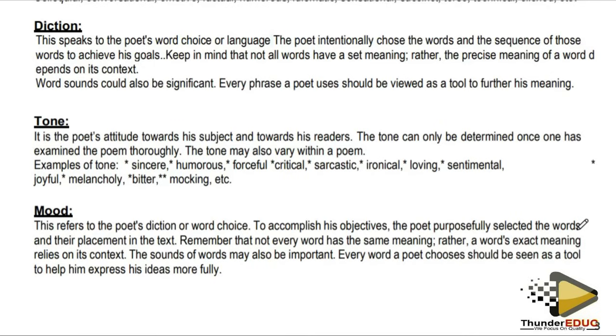Mood, this refers to the poet's diction or word choice. To accomplish his objectives, he purposefully selects words and their placement in the text. Not every word has the same meaning. Remember, there's a word where there's a denotation, there's a word where there's a connotation. So as a result, the sound of words may also be important. Every word a poet chooses should be seen as a tool to help him express his ideas more fully. The mood is always brought out by the environment, the setting, and the atmosphere. So if we're talking about people who are in the apartheid era and they are being arrested, they are not free, then we realize there's no joyful mood there. There's no way you'll have a joyful mood, which means we're having a somber mood. We are having a depressed mood.